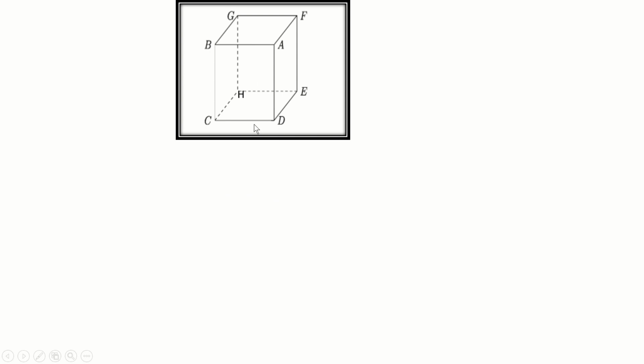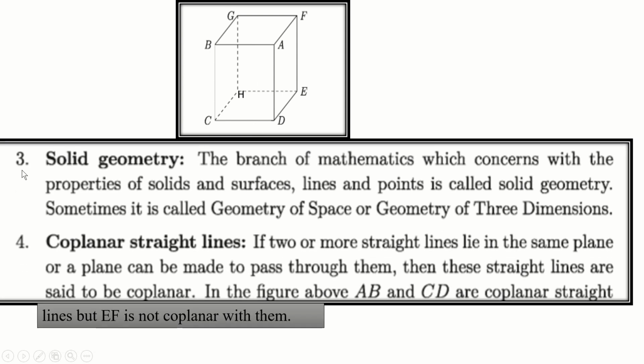Follow the figure. This is a body. Number: solid geometry. The branch of mathematics which concerns the properties of solids and surfaces, lines and points is called solid geometry. Sometimes it is called geometry of space or geometry of 3 dimensions. Clear? And number: coplanar straight lines.